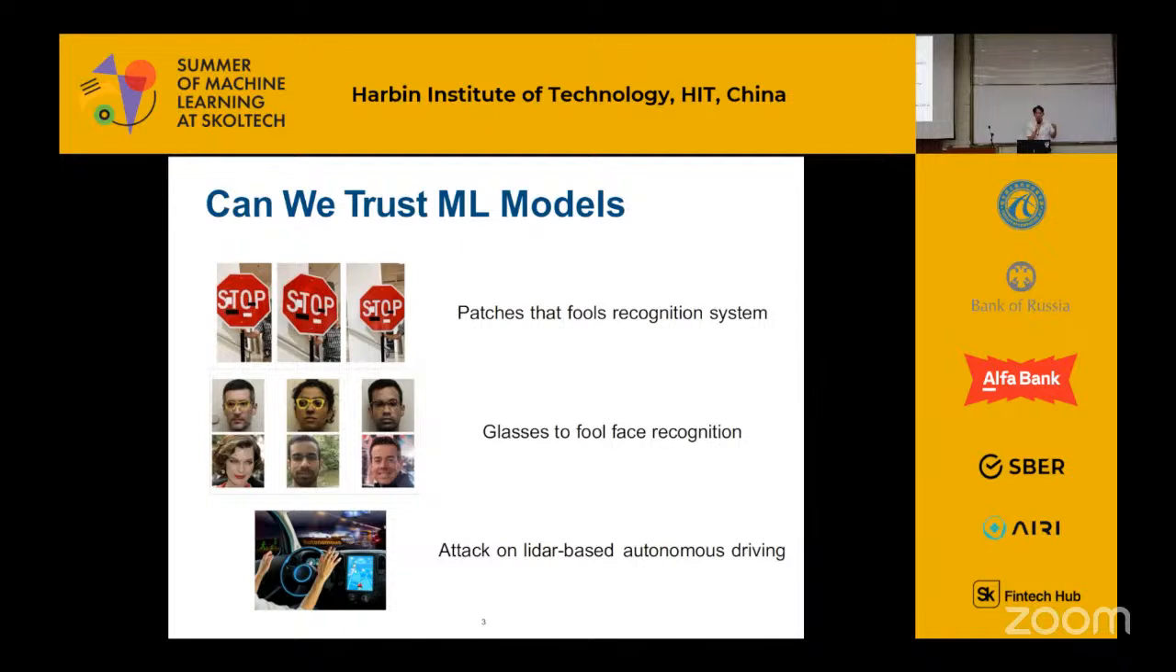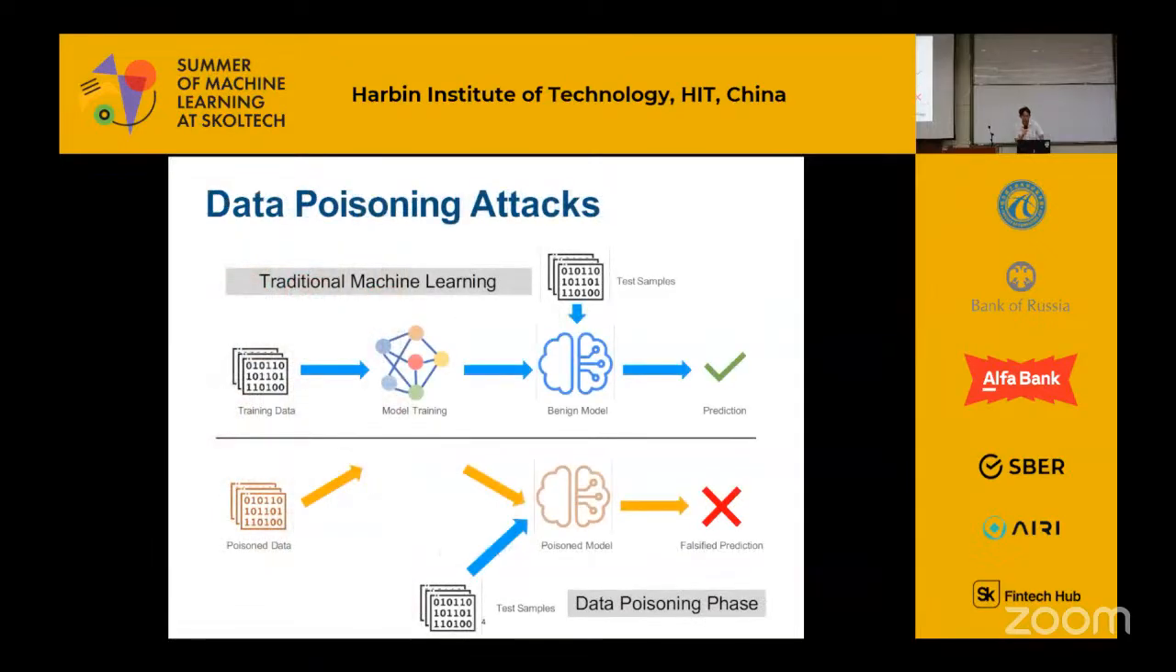And so there is a brand new field called adversarial learning. It is a research field to investigate whether we can trust machine learning models. Today I will present a series of such threats, called the data poisoning attack. What is a data poisoning attack? You can see such a diagram to understand the entire workflow.